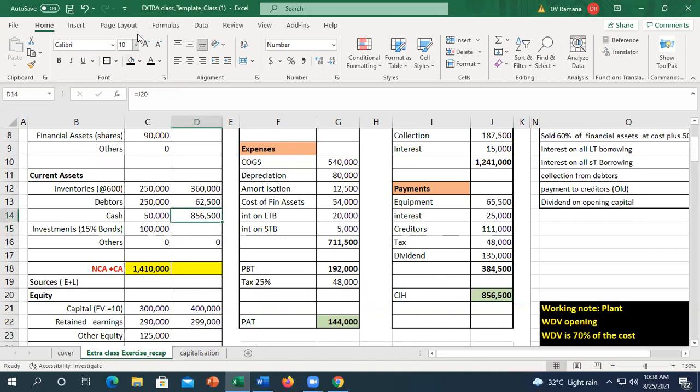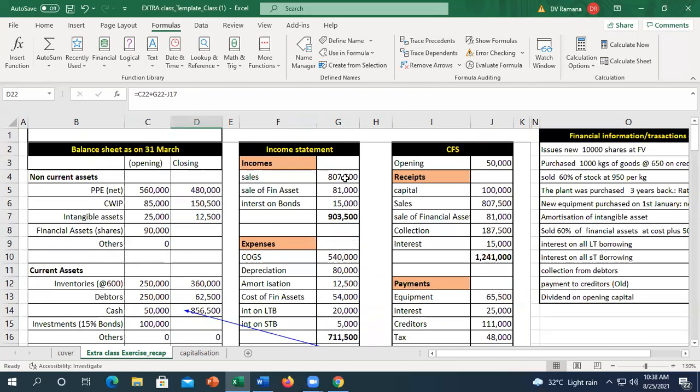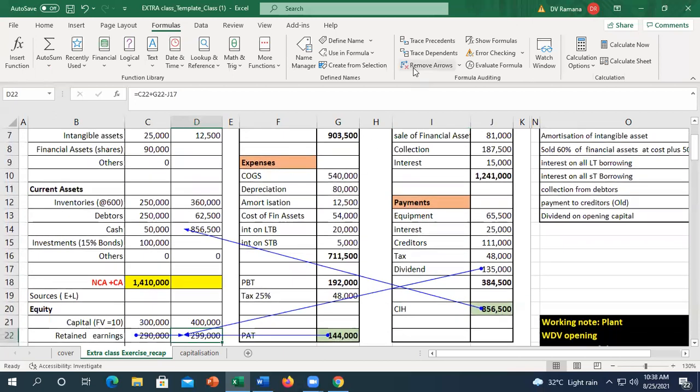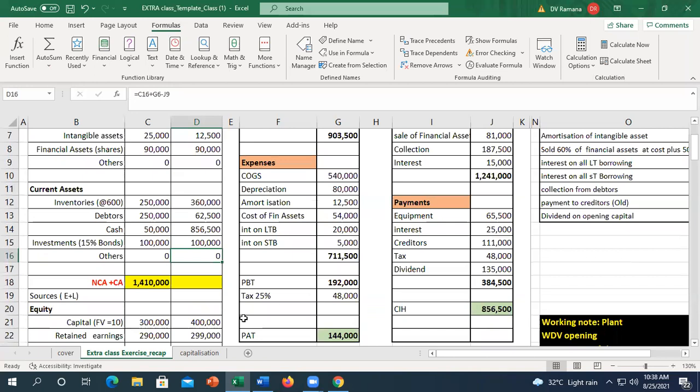So cash comes from the cash flow statement and the profit from the profit and loss. That is why the balance sheet depends on the income statement and cash flow statement. After the income statement and cash flow statement are closed, we can close the balance sheet. No change in the capital, no change in other items, okay? No change in the investments, no change in other items.